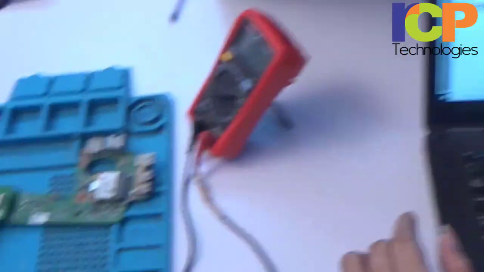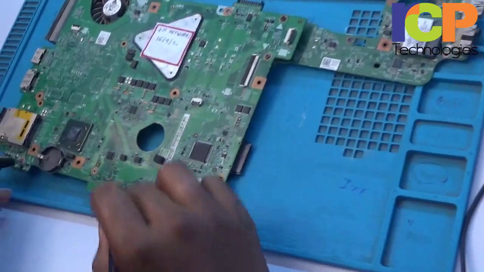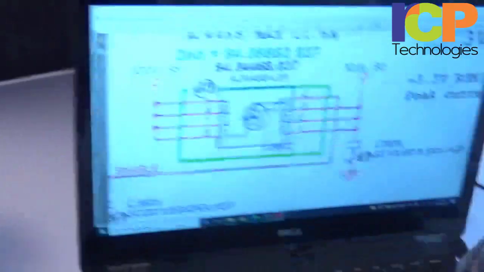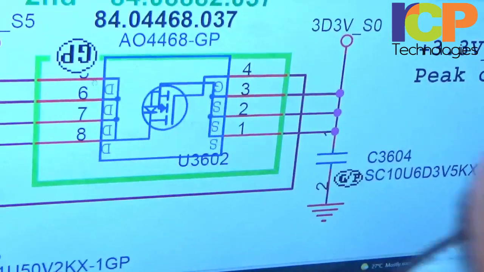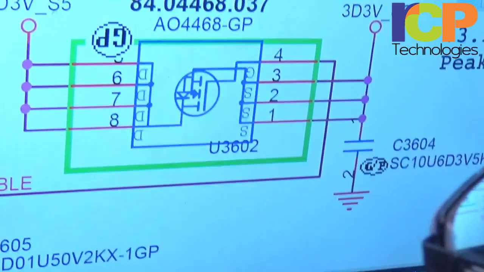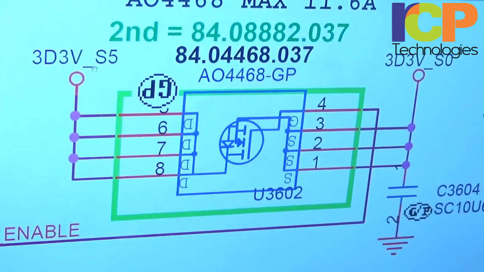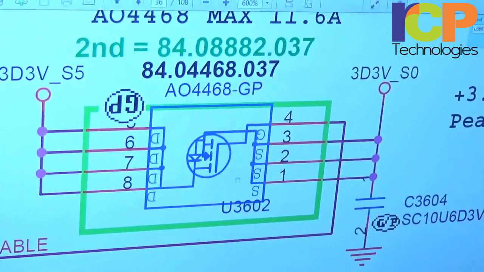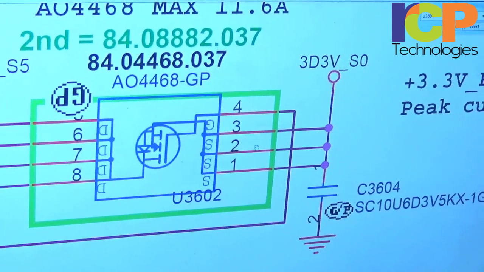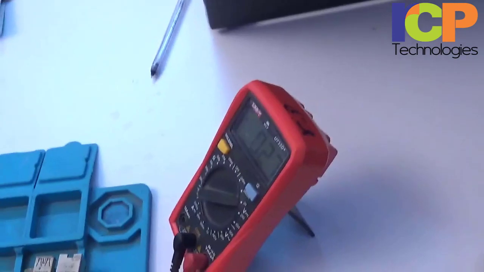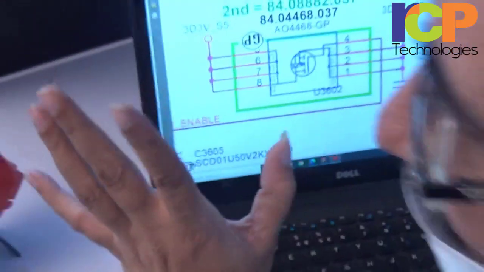Now we will confirm. Again, identify the 3 volt switch, that is U3602 here. Yes, sir. U3602. So again an N channel MOSFET here. What is the input? 3V3 S5, which means 3.3 volts, goes to the drain of the MOSFET. Check it. Yes, sir, that is present. And the source voltage, pin number 1: 0.43. Again no voltage. Check the voltage at the gate: 0.27. Okay, that means the run voltage is missing.